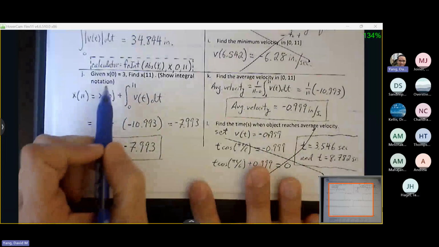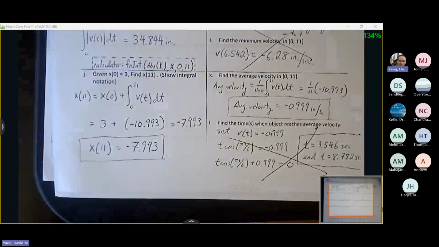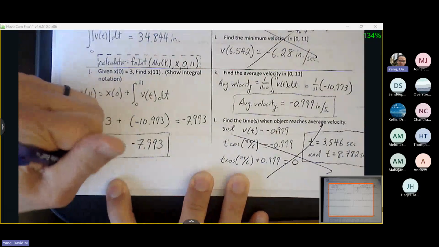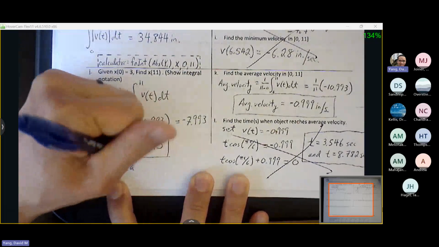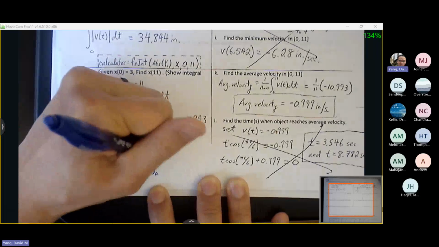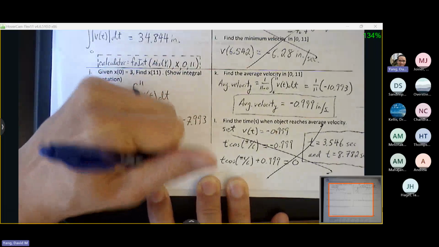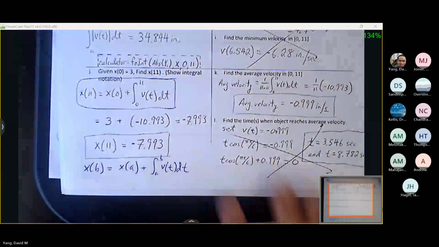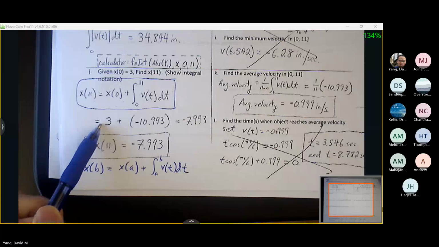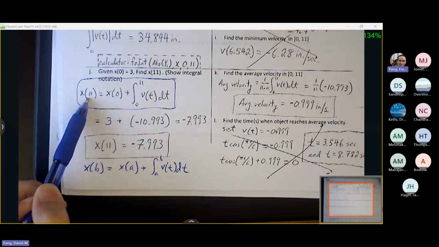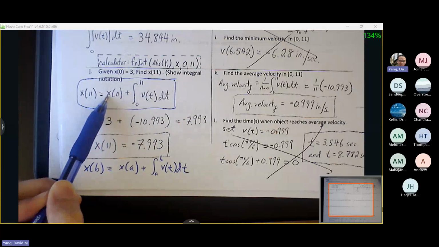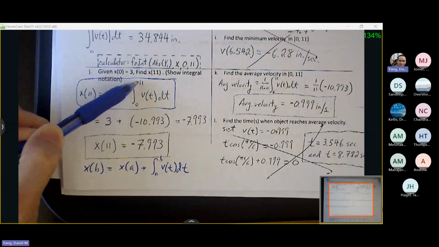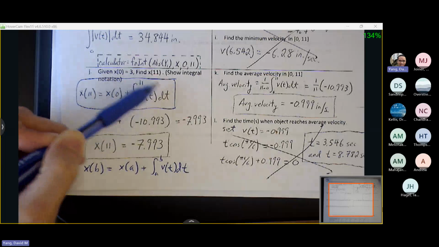Part J is asking for a physical location after the object has moved for 11 seconds. We're using this formula: x of b equals x of a plus the integral from a to b of v of t dt. I'm looking for this notation and the setup. So x of b is my final destination, x of 0 is where I'm starting, and then my displacement is how much progress this object is going to make in that time interval.